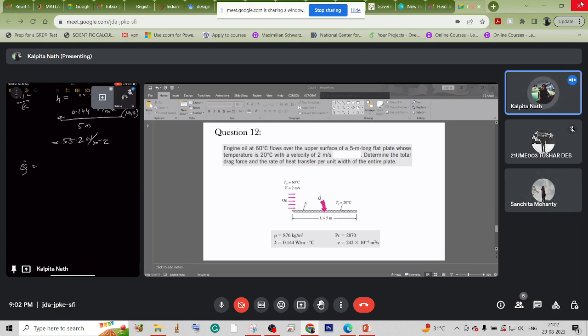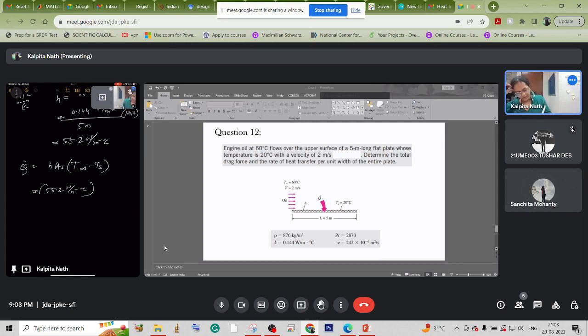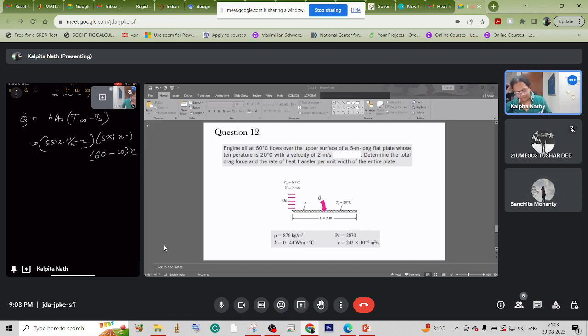So next, the heat transfer rate. The heat transfer rate will be H A_S into T infinite minus T_S, because the temperature of the oil is more as compared to the surface temperature of the flat plate, right? So this is 55.2 watt per meter square degree Celsius, 5 into 1 meter square, and 60 minus 20 degree Celsius. This comes out to be 11040 watt.